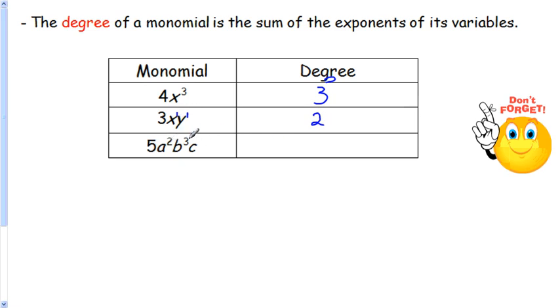Here we have a 2 on the a, a 3 on the b, and if there's nothing written here, there's a 1 on the c. So 2 plus 3 plus 1, which equals 6. So the overall degree is 6.